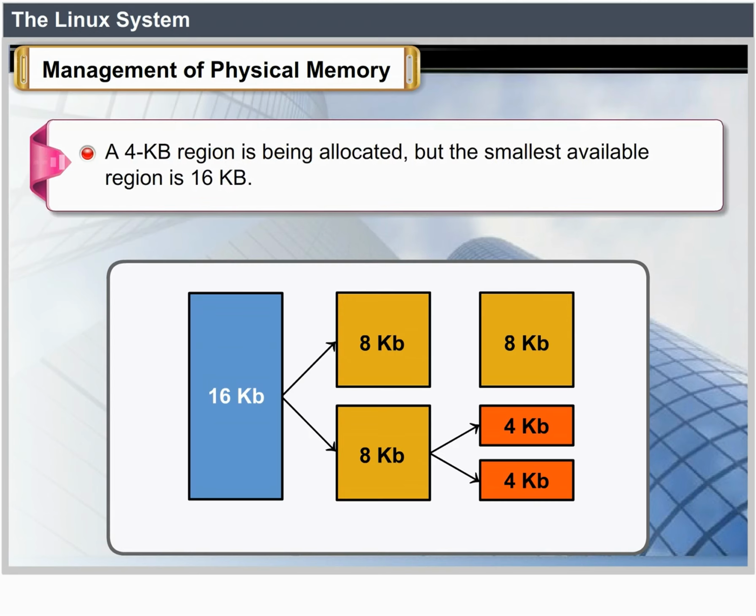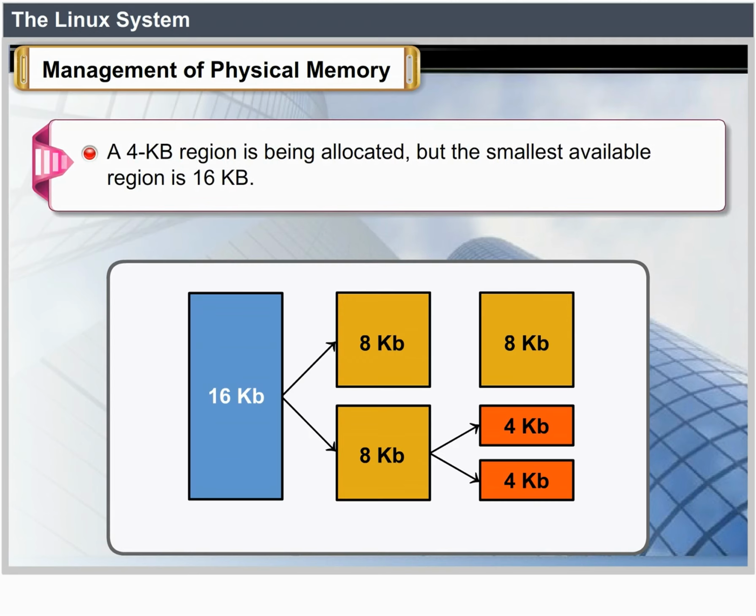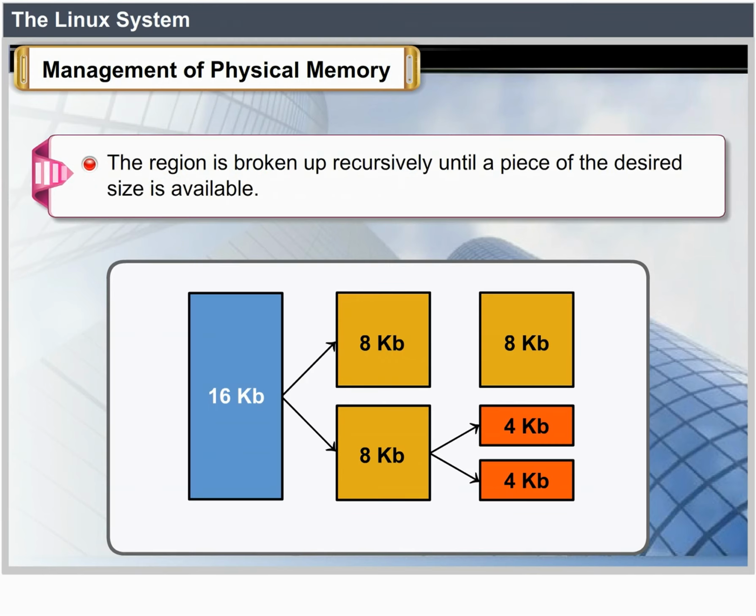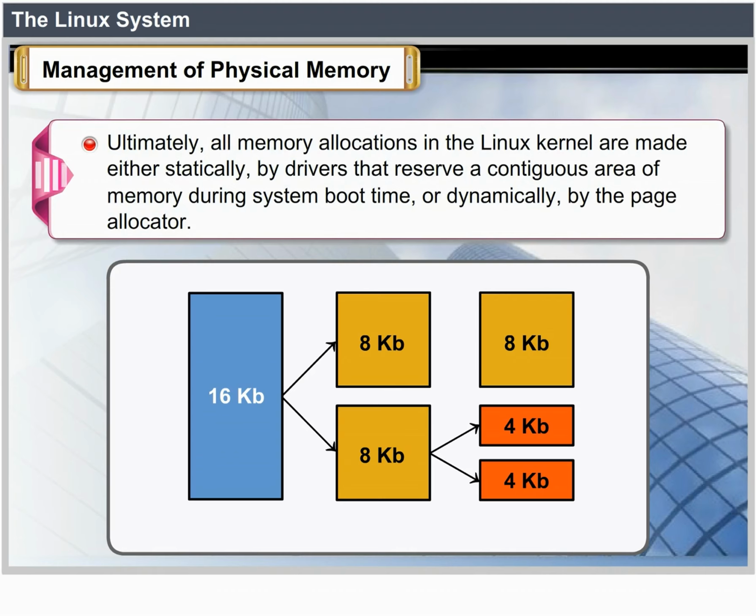A 4 KB region is being allocated, but the smallest available region is 16 KB. The region is broken up recursively until a piece of the desired size is available. Ultimately, all memory allocations in the Linux kernel are made either statically by drivers that reserve a contiguous area of memory during system boot time, or dynamically by the page allocator.